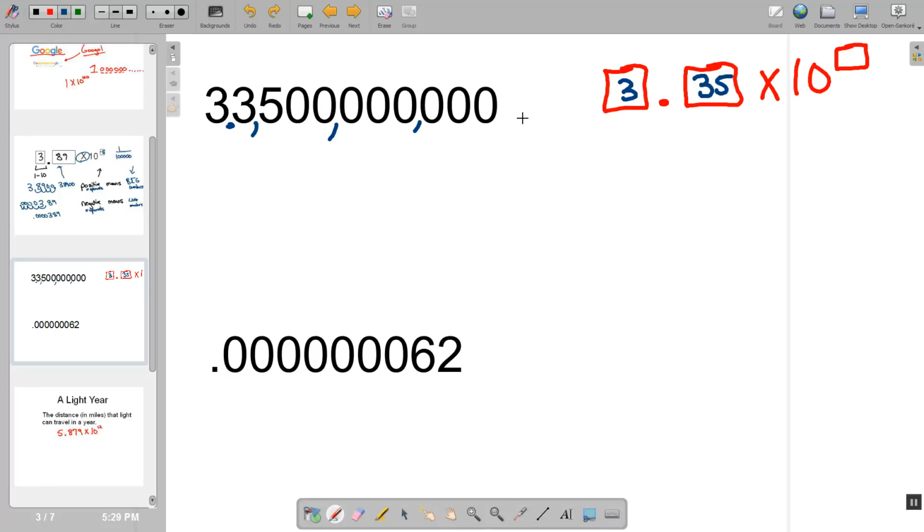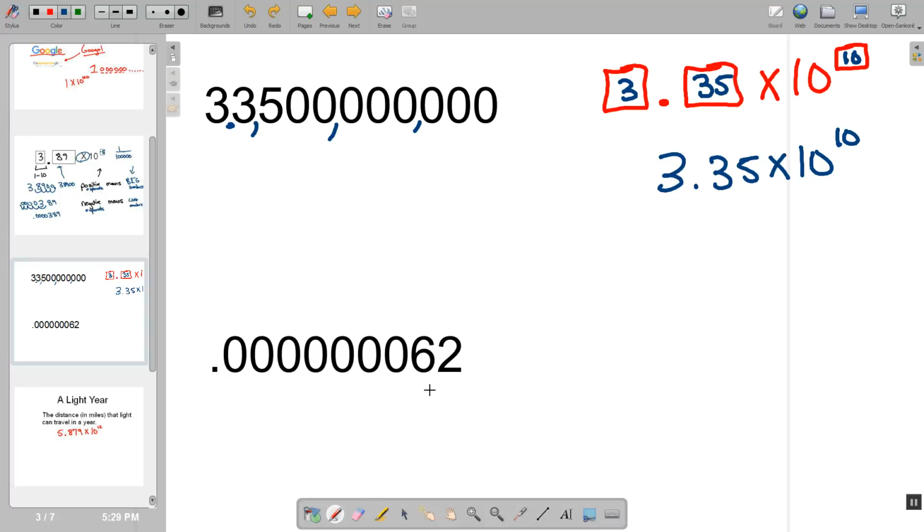And now my question is, how many times did I move the decimal? So I go 1, 4, 7, 10. So the question becomes, is this a positive exponent or a negative exponent? Well, this is a big number, therefore it should be a positive exponent. And we're done. That's it.